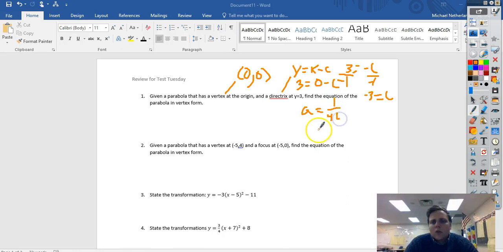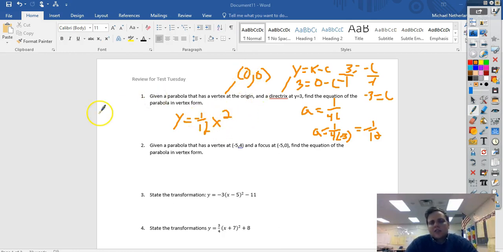And if a is equal to 1 over 4c, and c is equal to negative 3, then I can say 1 over 4 times negative 3. Well, 4 times negative 3 is negative 12, so this becomes a is equal to negative 1/12. I am now ready to write my answer in vertex form. y is equal to negative 1/12 x squared. Now you might ask, why didn't I write x minus 0?